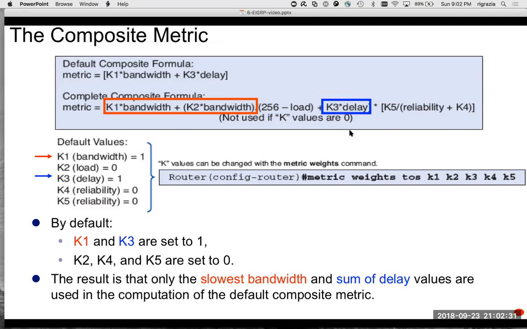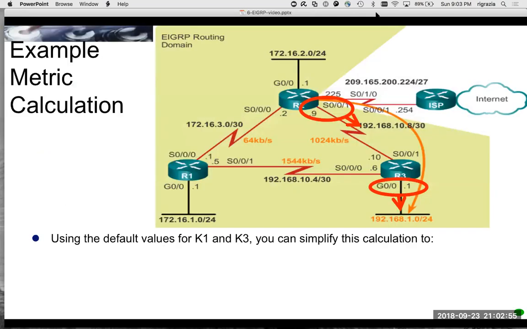Slowest bandwidth, sum of the delays. You can change those K values, which actually changes how the composite metric is calculated, and that can include using reliability and load. But again, Cisco highly recommends that you don't modify those values. Okay, let's take a look at how this works. Looking from router R2 at the top here, its path to the 192.168.1.0 network, the LAN of R3.